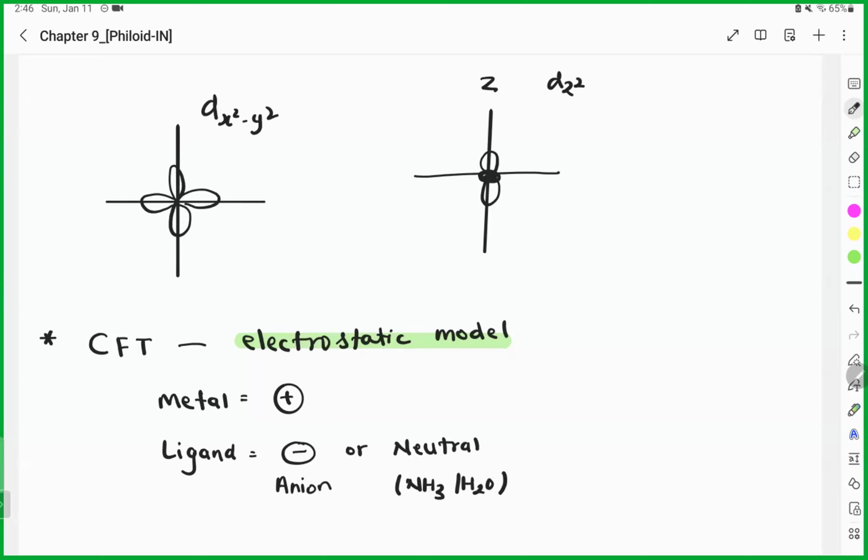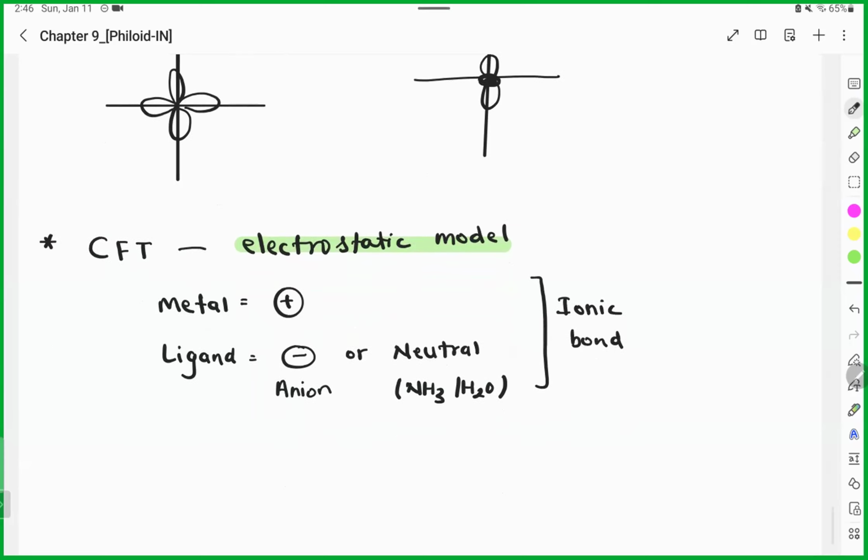So the kind of bond you will consider here is the ionic bond, because you have the metal ion and the ligand, which could be an anion or neutral. Understood? Whenever you are taking a ligand, if you are considering an anion, you will consider the anion as a point charge, one single point. And you will consider a neutral molecule as a dipole. Why a dipole in the case of neutral?